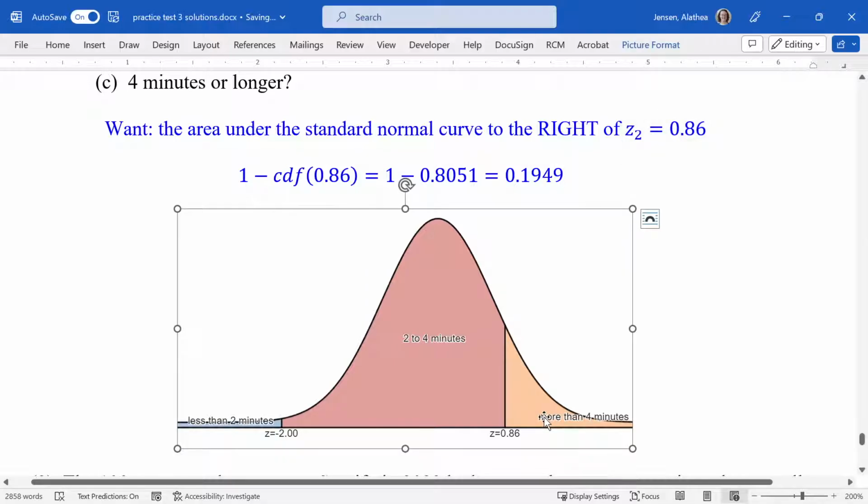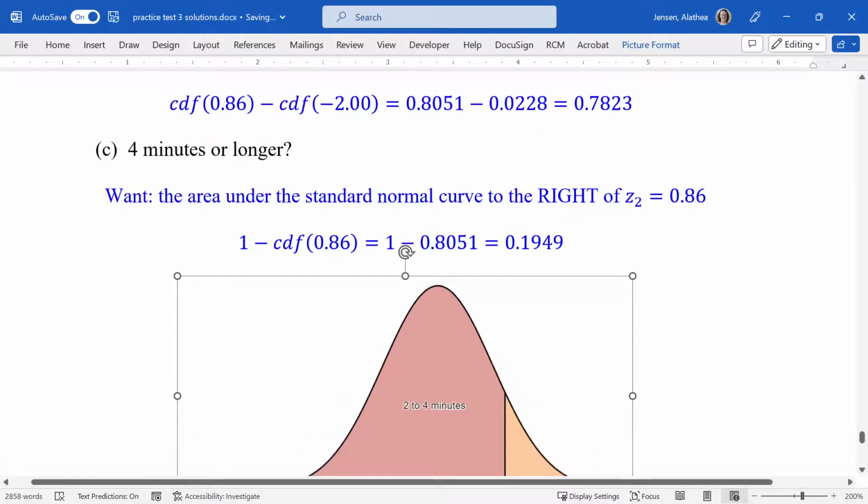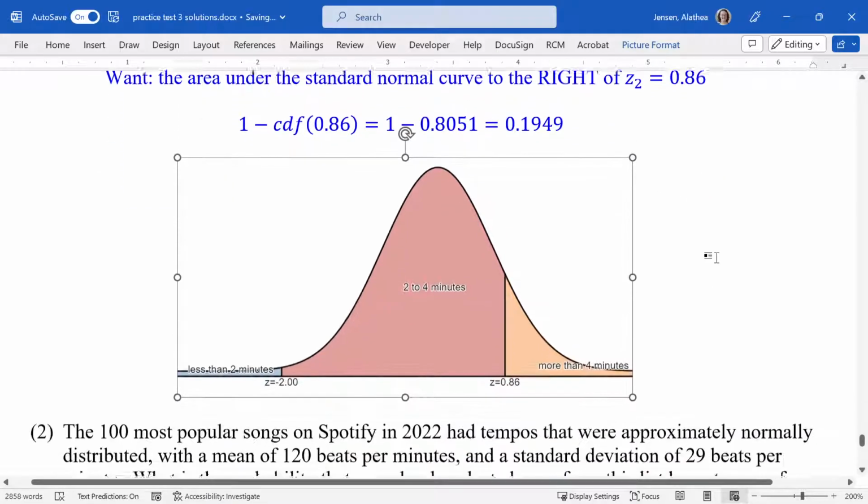It's good to sketch your own pictures if you can, to try to get a rough estimate of what you're looking for. It can help your thought process.